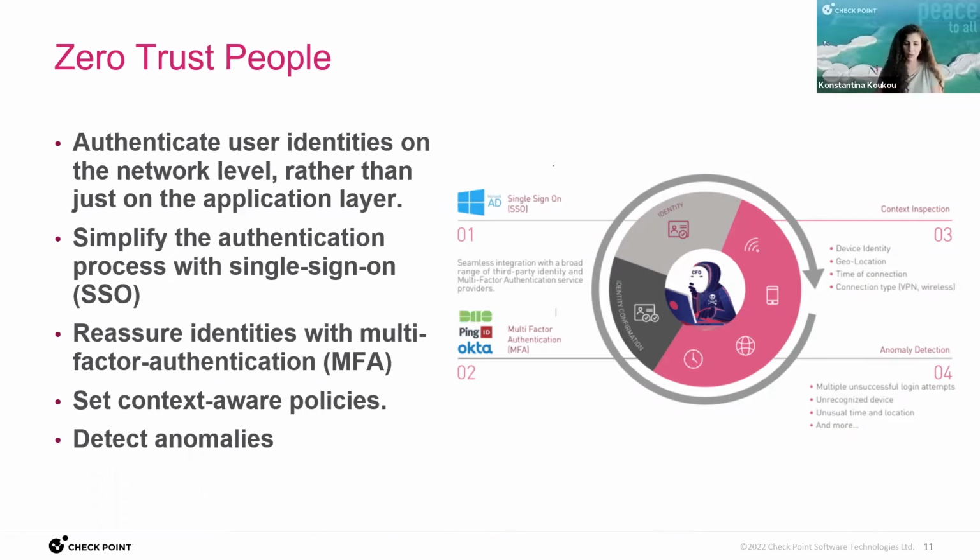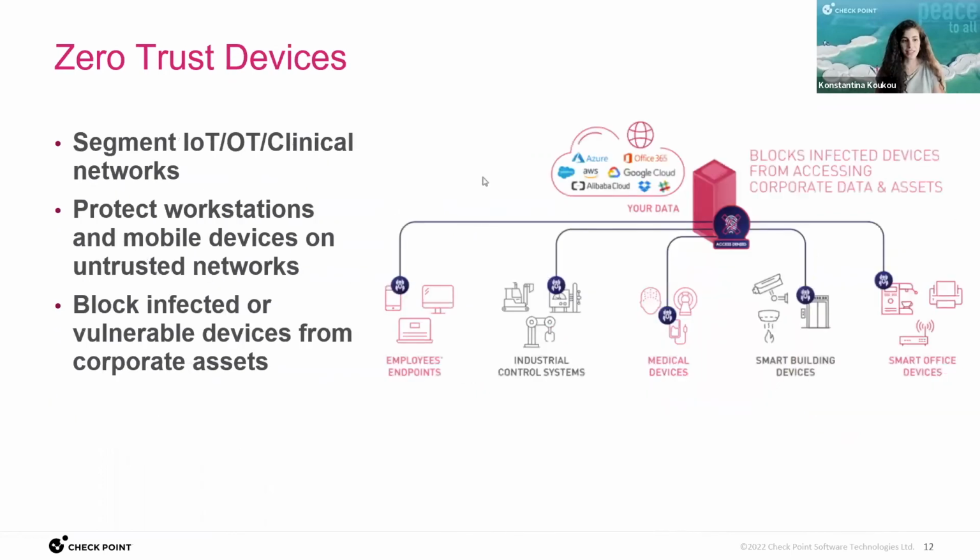And of course, we are talking also a lot about detecting anomalies, comparing connections with the baseline that we have, and for example, identifying unsuccessful logins, unusual times and locations, and more, and being able to act on this event. Zero trust devices also.